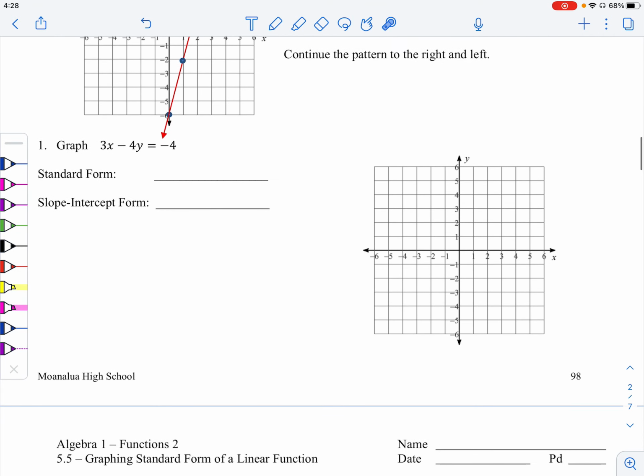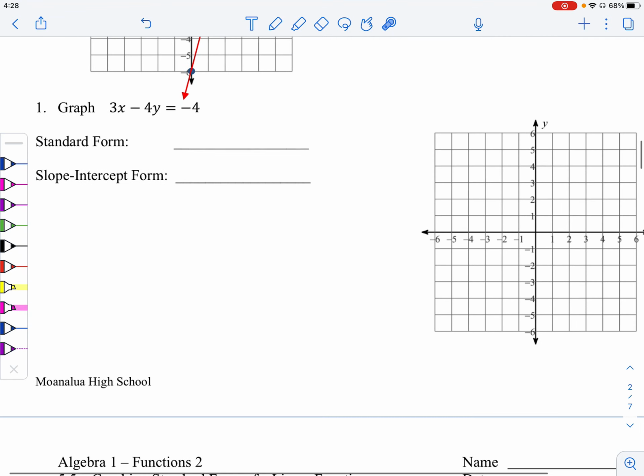So let's look at our first one. We're going to graph 3x minus 4y equals negative 4. I'm going to rewrite that. So 3x minus 4y equals negative 4. So always, we subtract our x value right here. We're going to subtract this. So subtract 3x to both sides.